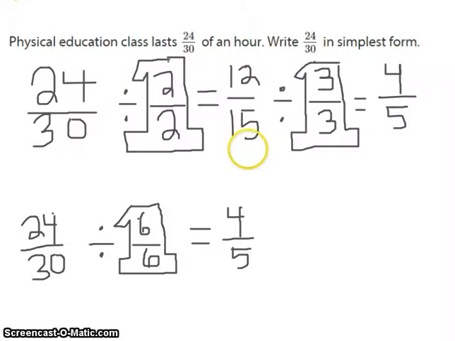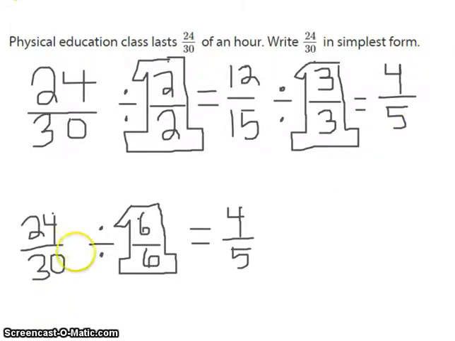But I also know that this fraction here isn't in simplest form, and so I know that the factor of 3 will divide evenly into both 12 and 15. So I'm going to divide by 3 in both the numerator and the denominator. 12 divided by 3 is 4, and 15 divided by 3 is 5. 4/5 is 24/30ths in simplest form.